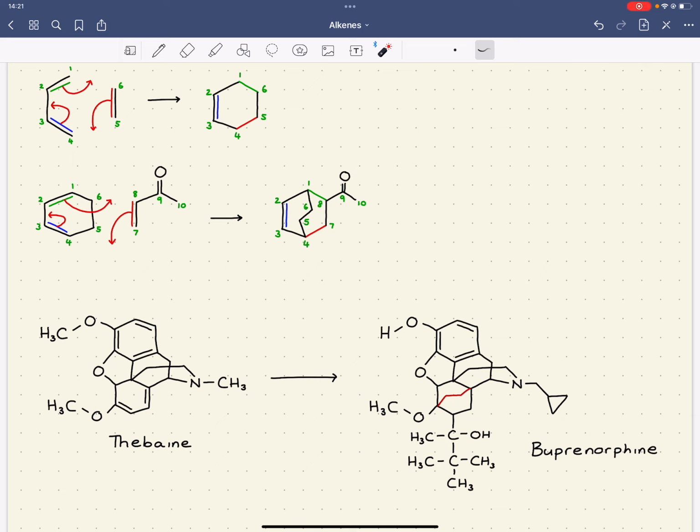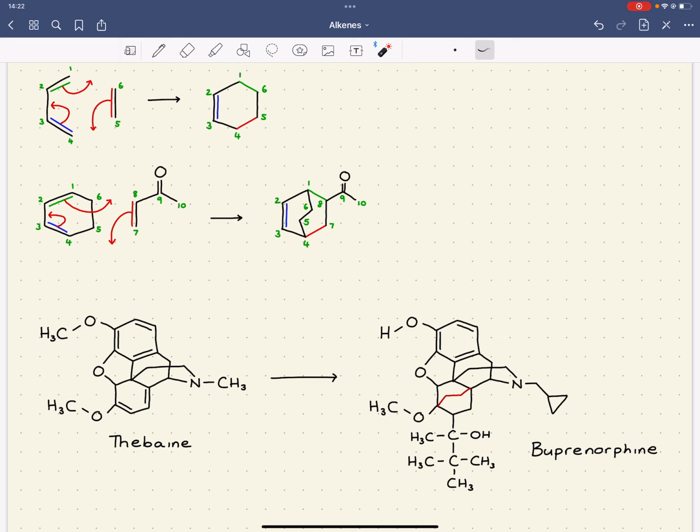Now, to get from thebaine to buprenorphine, you can see there's quite a lot of structural differences. So we've demethylated to form this phenol group, and we've got this sort of cyclopropyl group here, and we've got this group here. What we're interested in is getting this bridge. How do we get this bridge? And that is done by a Diels-Alder reaction.